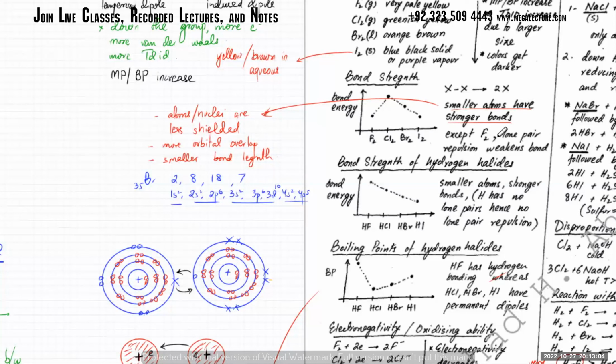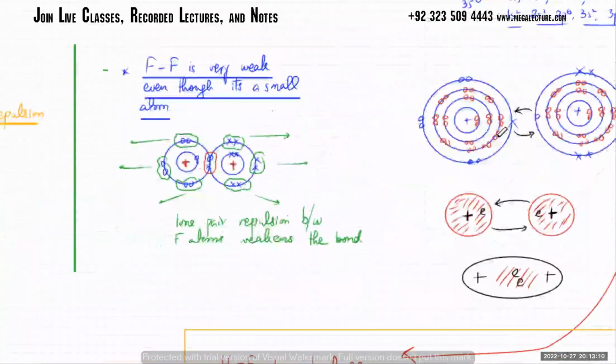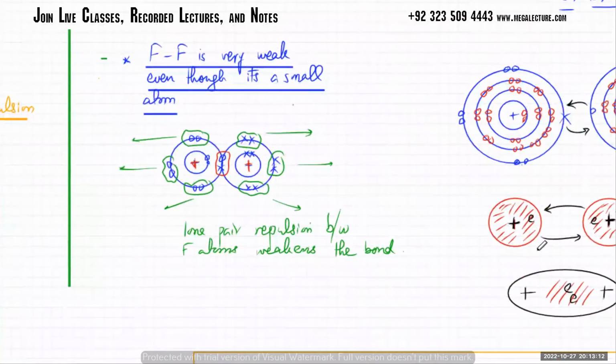The exception is fluorine. And why is fluorine an exception? Fluorine is such a small atom that the nucleus and the electrons should be attracting each other very strongly. You've got these electrons in the middle that are being shared, and you've got the two nuclei of the fluorine. There should be more attraction, but instead you actually have less attraction. And the reason for that is, and now this is an exception.